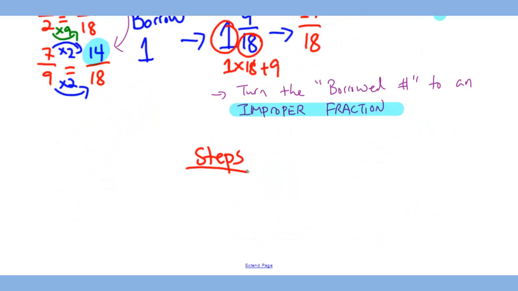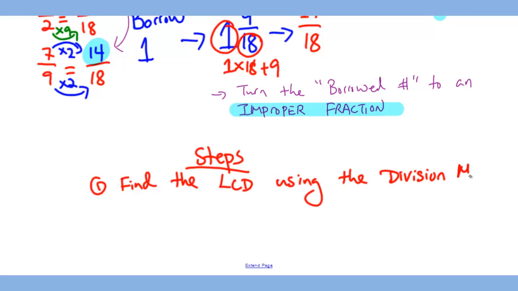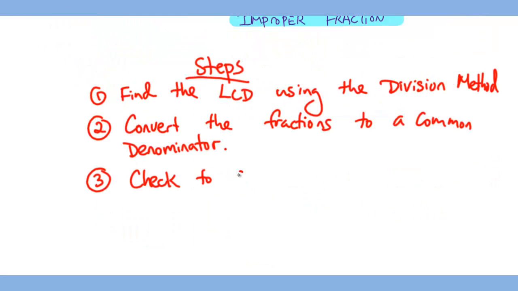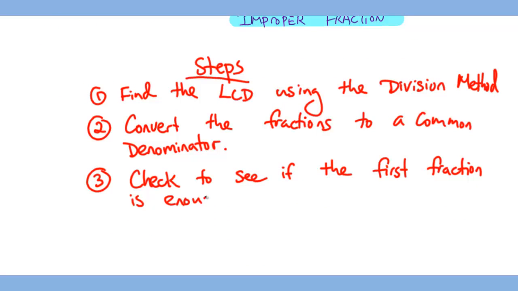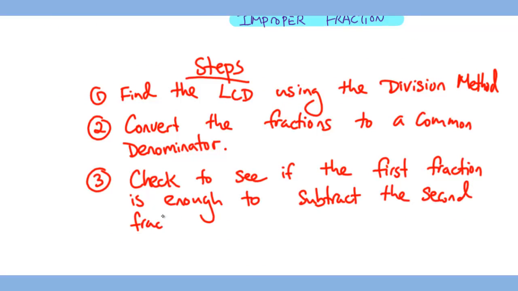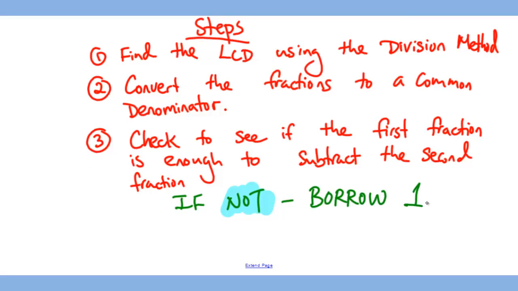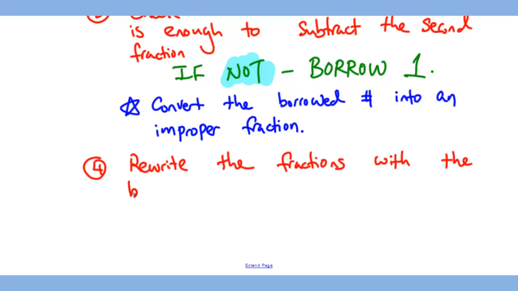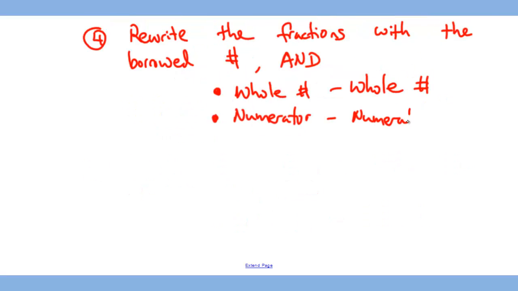Now let's write the steps down. The first thing we need to do in using the borrowing method is to find the LCD of the two fractions using the division method. And then you will convert the fractions to a common denominator. The third thing, which is the most important step, is to observe your numerator and see if there's enough to subtract. If not, you need to borrow. Once you borrow 1 from the whole number, you need to convert that borrowed number into an improper fraction. The last step is to rewrite the fraction with the borrowed number and subtract the whole number with the whole number, numerator with the numerator, and keep the denominator the same.